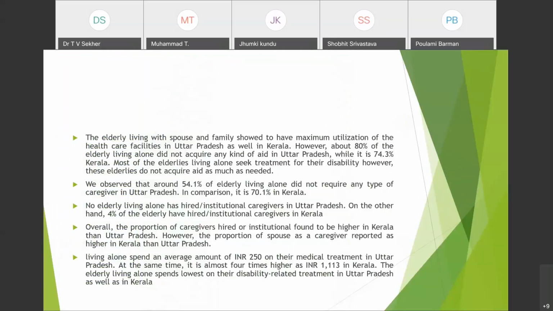On the other hand, the proportion of hired or institutional caregivers is found to be higher in Kerala, and also the proportion of spouse as caregiver is reported to be higher in Kerala than Uttar Pradesh. While those living alone spend an average amount of rupees 250 on their medical treatment in UP, at the same time, it is almost 4 times higher in Kerala.